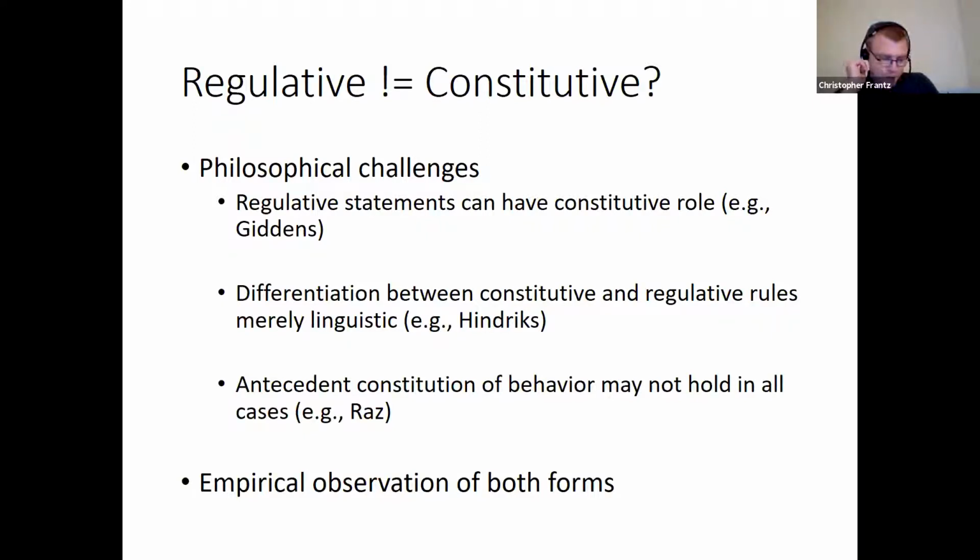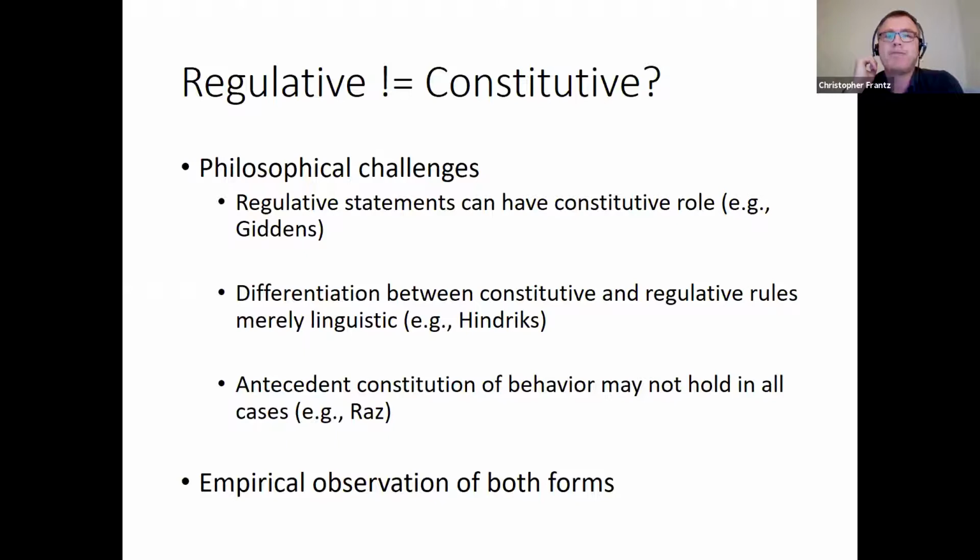And they have been expressed by a number of theorists, including Giddens, suggesting that regulative statements can, of course, have a constitutive role in their own kind. So why then have constitutive statements on top of it? Another challenge is the view that the distinction in some instances between constitutive statements and regulative statements is merely linguistic in kind. So it's merely a different form of saying the same, if you like.